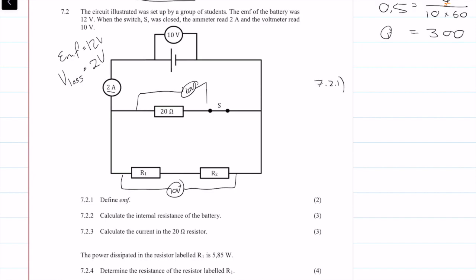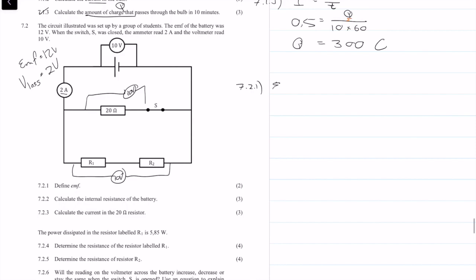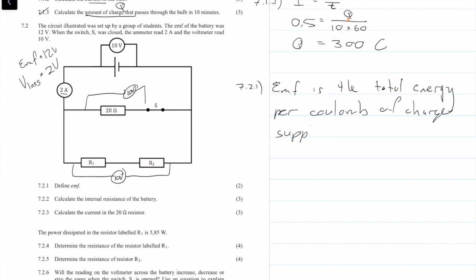Question 7.2.1 is once again a definition, for EMF. The EMF is the total energy per coulomb of charge supplied by the cell. That's the EMF. 7.2.2 says calculate the internal resistance of the battery.